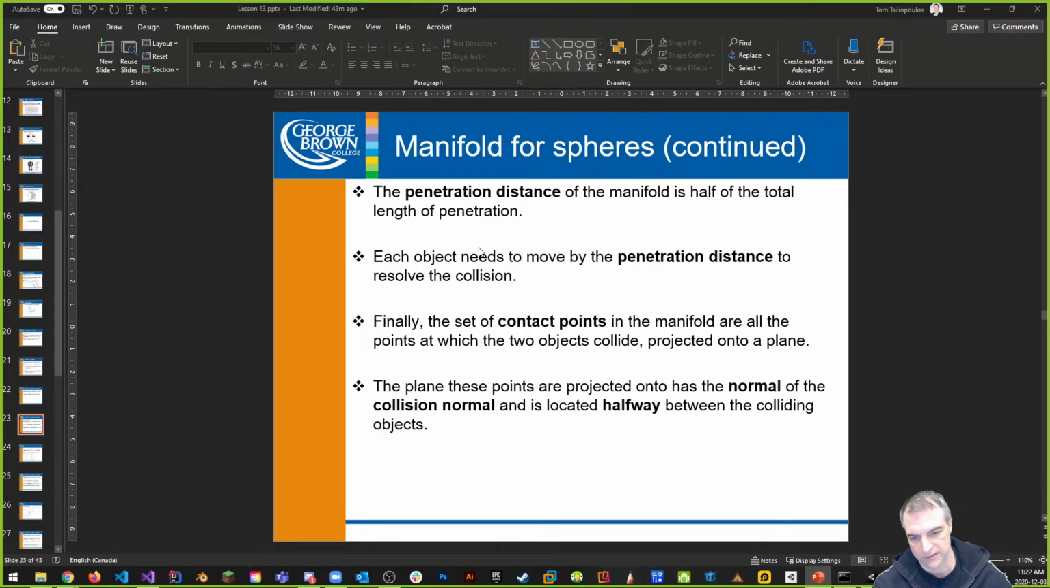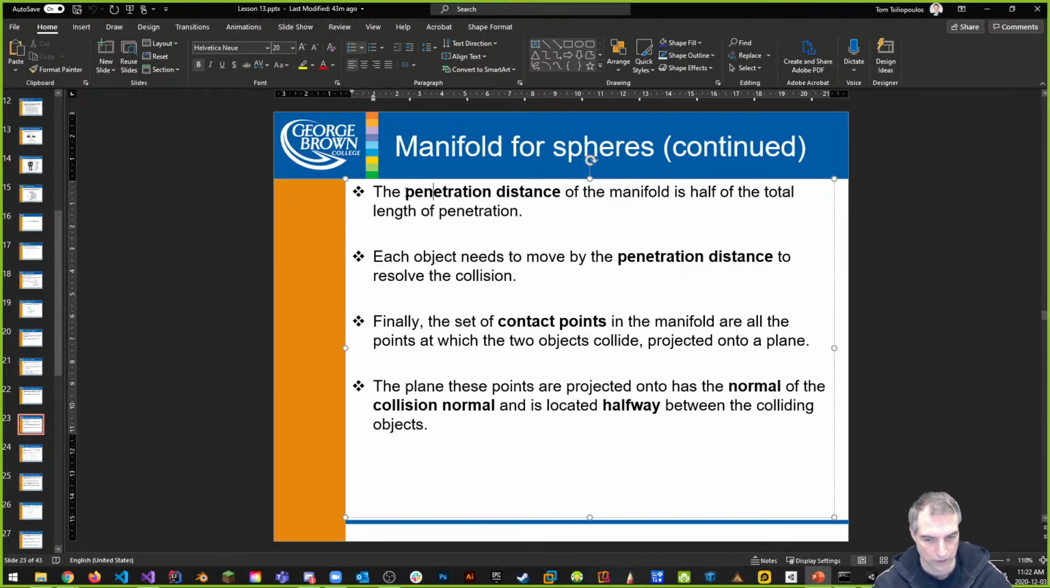Each object needs to move by the penetration distance to resolve the collision. So remember, penetration distance is not the total overlap, but only half of the overlap. Why? Half per object, because this way I can move one object out exactly where I need to, and the other object back exactly where I need to, especially when you have two objects that are moving, so that way we have a kind of realistic collision detection and response.